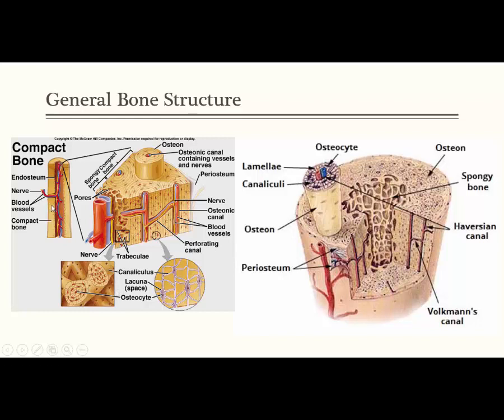Let's look over here and see what else we can see. There are also nerves within the Haversian canal. And you can see how the bone is being made in layers and how osteoblasts end up being trapped within the bone that they're making and becoming osteocytes.